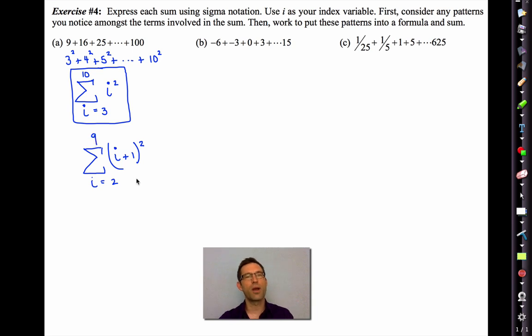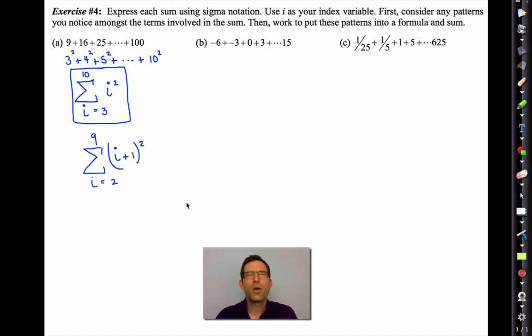This would still be correct, right? Because if I put 2 in there, I'd get 2 plus 1, which would be 3, squared would be 9. And if I went up to 3, I'd have 3 plus 1, which is 4, squared, and I'd get 16. So this is also correct, right? So there are many, many different answers. Let's take a look at letter B.